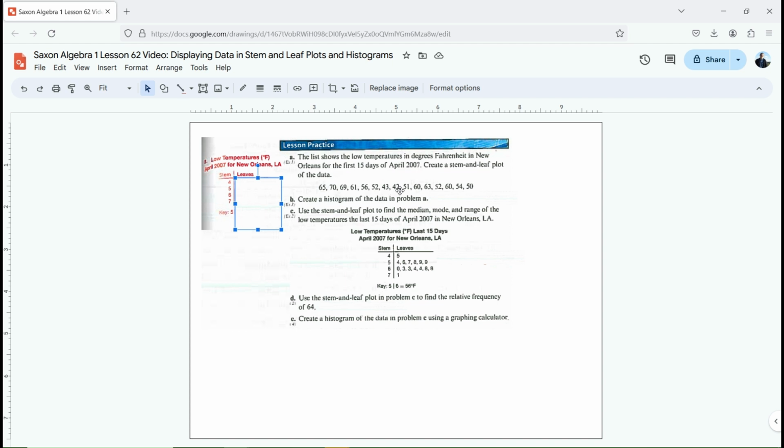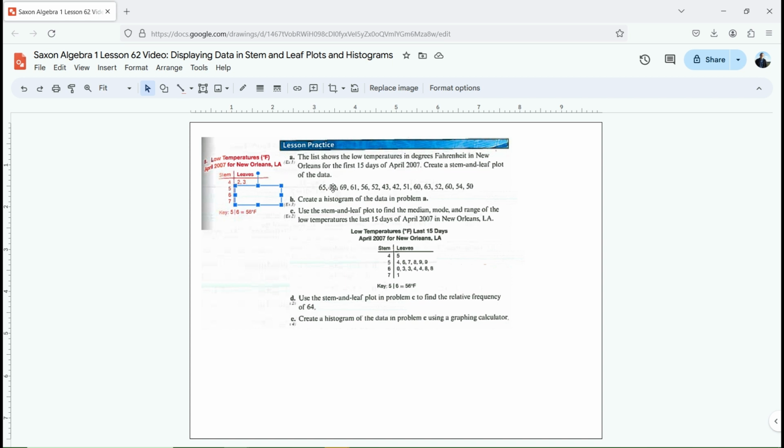For my 4s, I have 2 and 3, 42 and 43. I don't see any other 4s in here. Normally, if I were making this, I would cross off 42 and 43 when I put them on my stem and leaf plot just to show that they're done. But I should see a 2 and a 3. What this means, according to my key at the bottom here, is that I have my first digit here, and these are a count of how many second digits, 42, 43. All right, so I have two numbers that are in the 40 range.